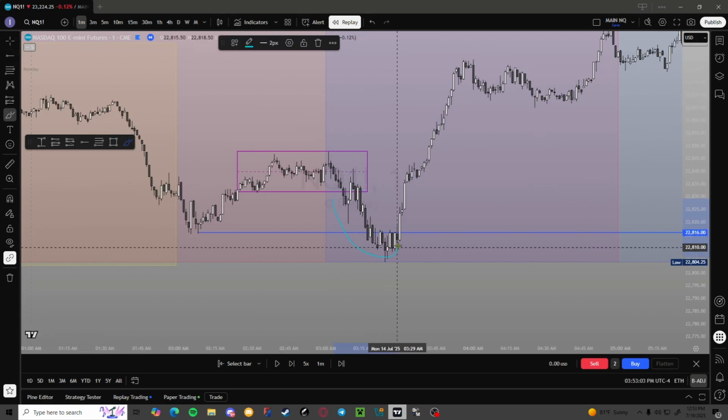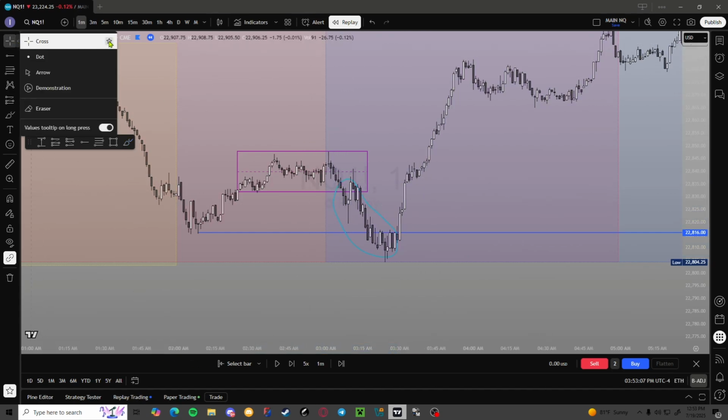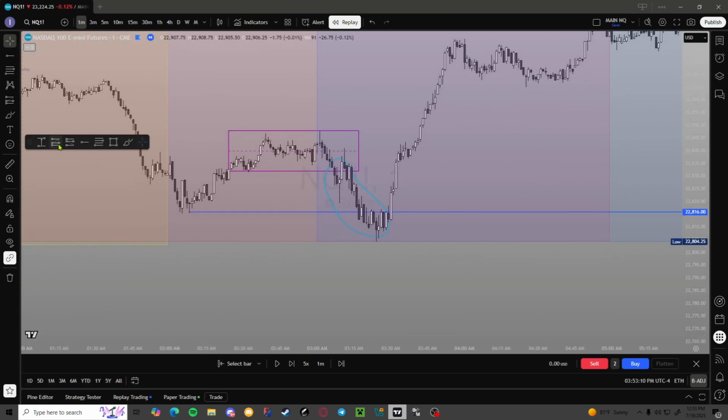So it'd just be this whole thing. Yeah, it's that whole shenanigans down there, because that's not the real move. It's just us sweeping that low so we can go longer. And now I want you to mark out the distribution.